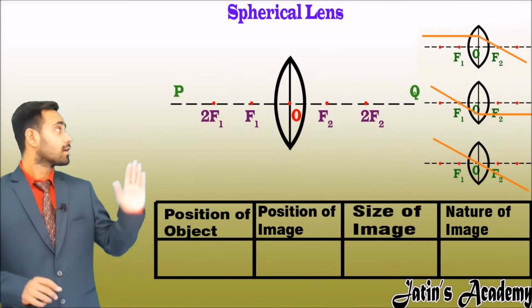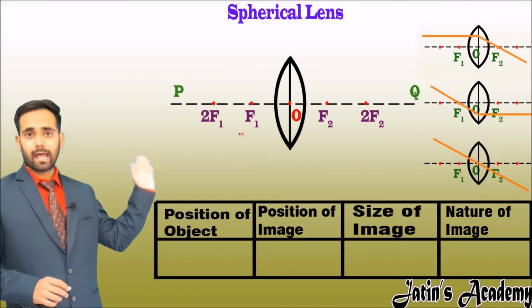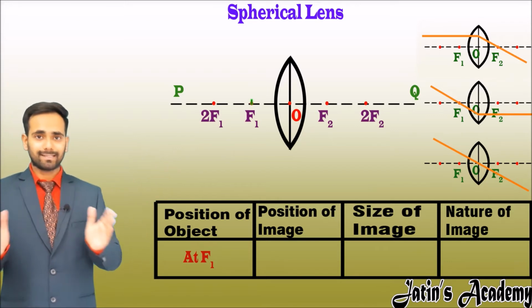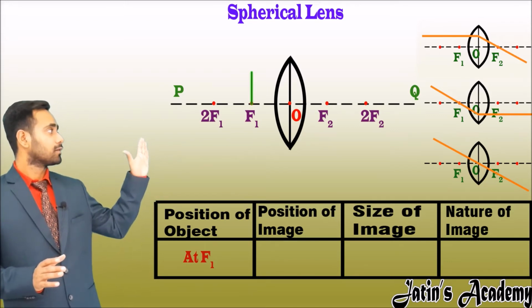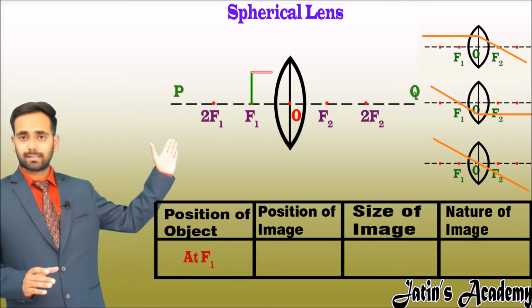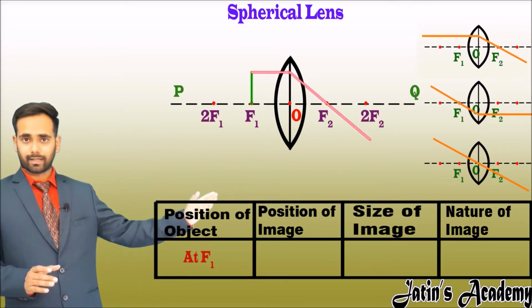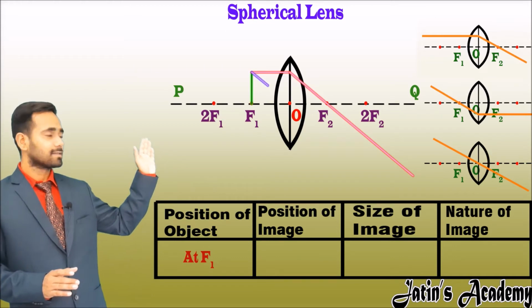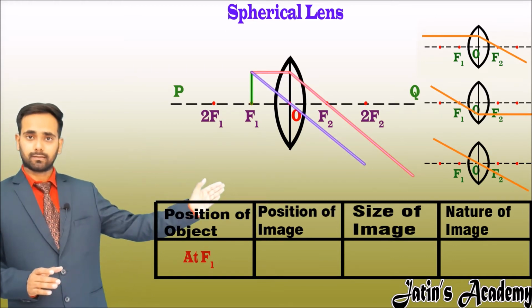Fourth case is when object is placed at F1. Now make a 1 centimeter line at F1. Now choose the two rays. First ray is when line parallel to principal axis, it passes through second focus, and second line is line passes from optical center.